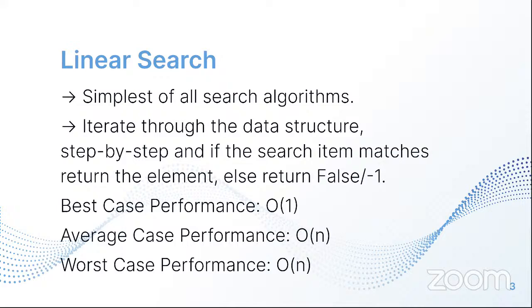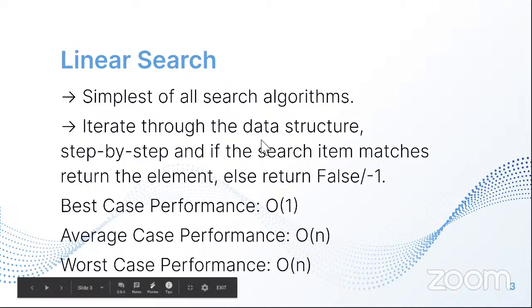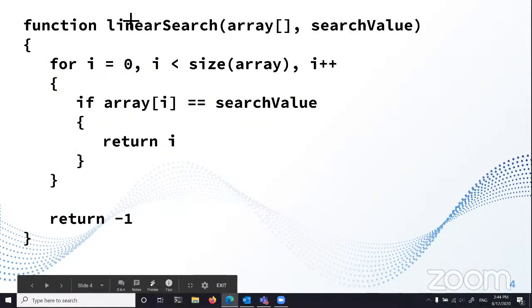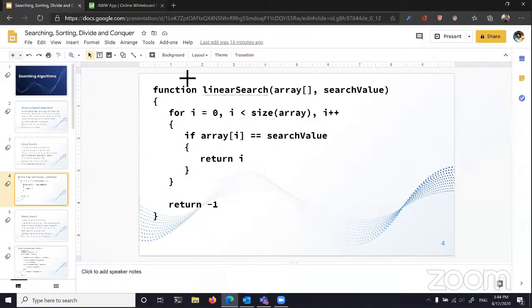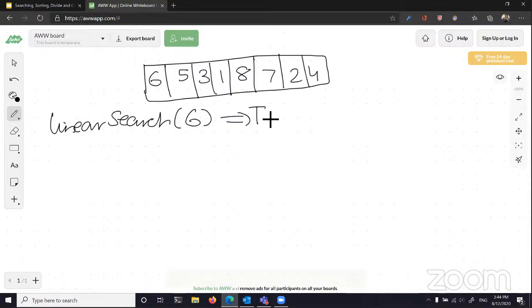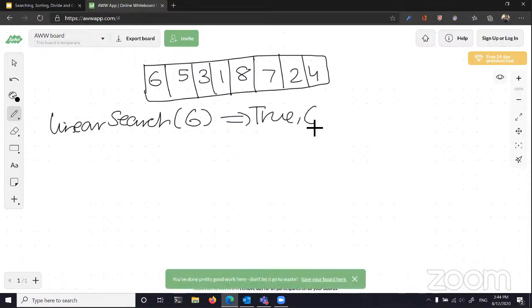To give you an example, if I have this array and I call the function linear search of 6, it's going to give me true, or the 6 value, or the index value, which is actually 0 in this case.